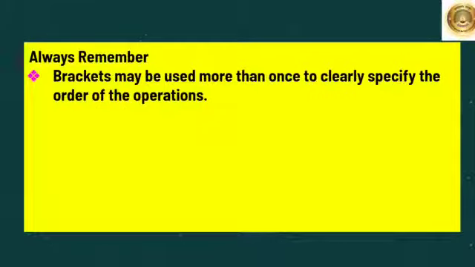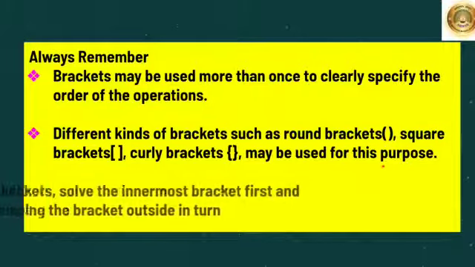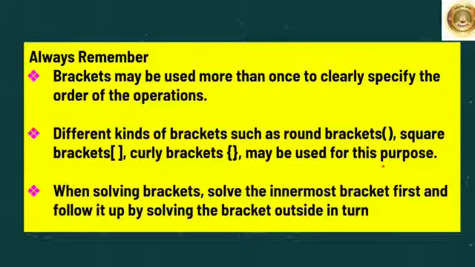Brackets may be used more than once to clearly specify the order of operations. That means you can use the different kinds of brackets such as round brackets, square brackets and curly brackets for this purpose. That means if you want a particular operation to be carried out first, enclose that in a bracket. You can use any of these brackets. When solving brackets, solve the innermost bracket first and follow it up by solving the brackets outside in turn. While solving brackets, you can have a bracket within another bracket. So you start solving it with the innermost bracket.